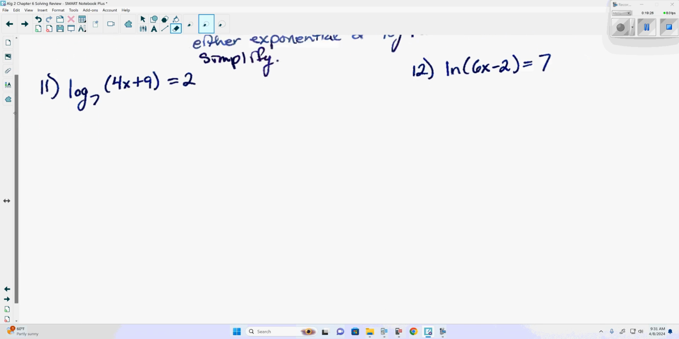So, number 11, log base 7 of 4x plus 9 is equal to 2. Now when we solve these, the first thing we want to do is get the log by itself and only have one of them on one side. Well, we're already there, yes? Now since we're starting out as a log, we're going to put both sides to a base, and the base in this case would be 7. 7 to the log base 7 of 4x plus 9 is 4x plus 9.